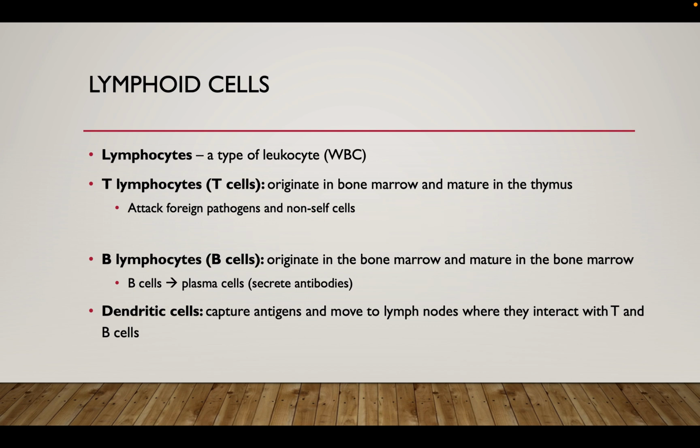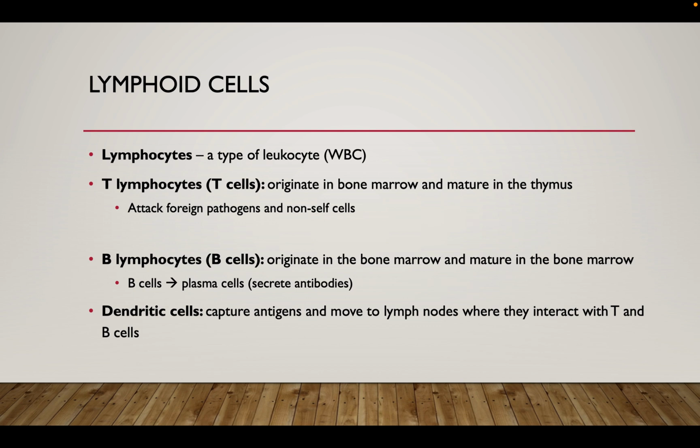But the main cell type of our lymphatic system is obviously going to be our lymphocyte. It's a type of leukocyte. Okay, so don't confuse lymphocyte with leukocyte. Lymphocyte is a type of leukocyte. Maybe you remember that from our blood lecture. Whenever we looked at the cells of the blood, we talked about T cells and T lymphocytes. That's what we're talking about here.